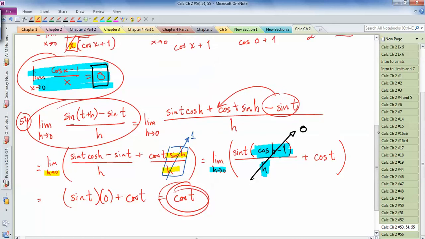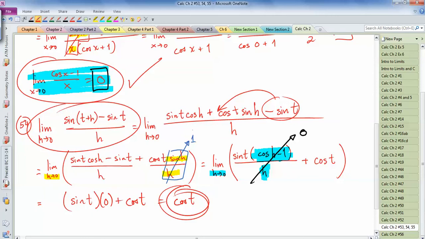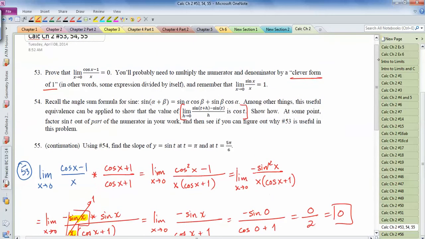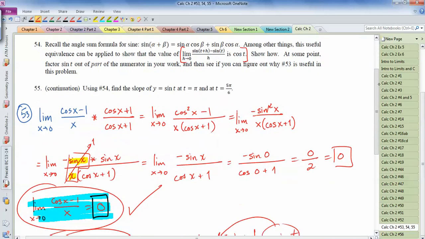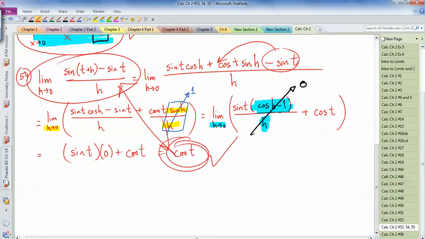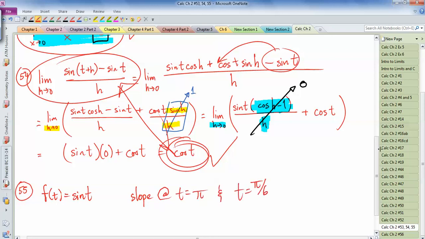All right, so now we've got two conclusions. We've got this conclusion and we've got this conclusion here. So then there's one other part to 55 here. Find the slope of sine t at t equals pi and t equals 5 pi over 6. Okay, so 55. Find the slope, so f of t equals sine t, and we want the slope at t equals pi and t equals 5 pi over 6. So two different places where we want the slope.